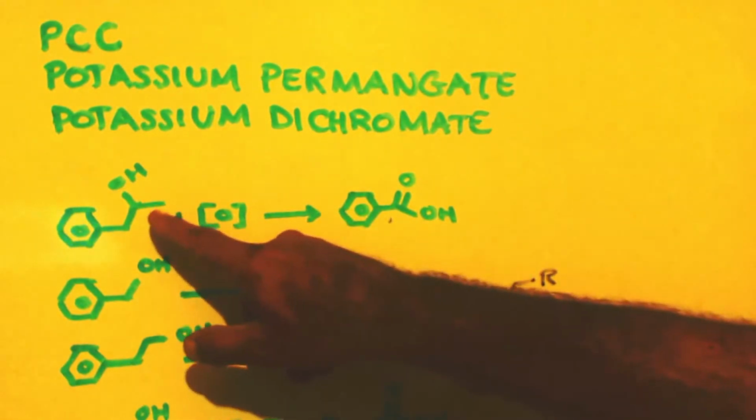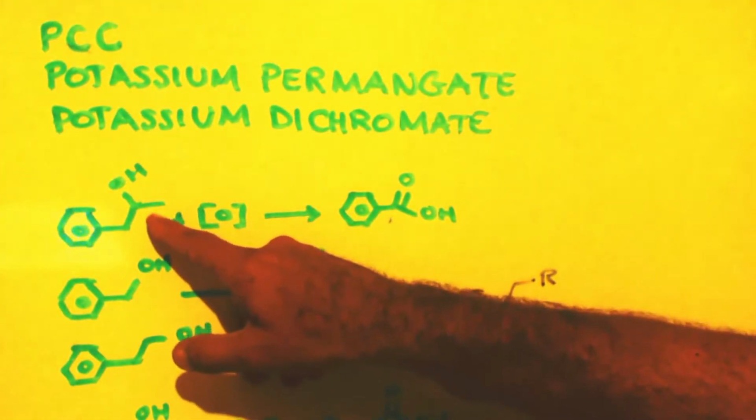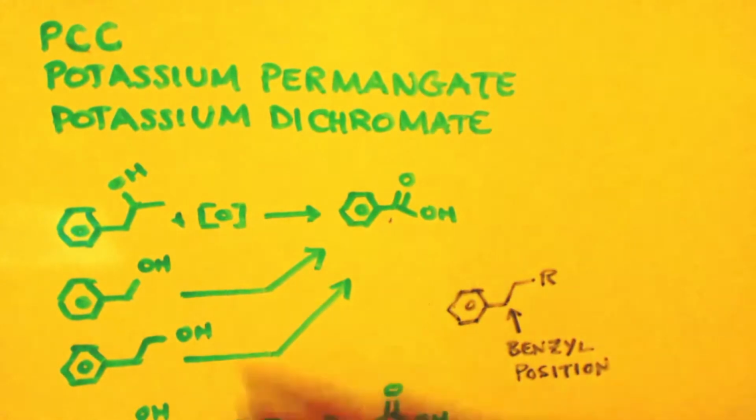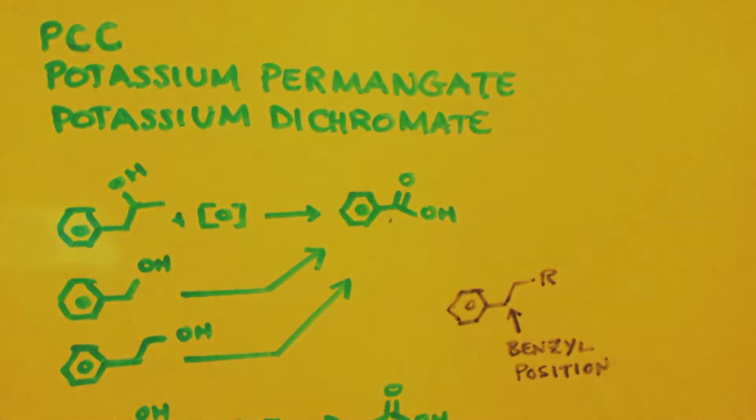So even trying to make a ketone, like trying to make P2P here out of this 1-phenyl isopropanol, is not possible with these oxidizers, because you will always over-oxidize it to the benzoic acid. So you need a mild oxidizer.